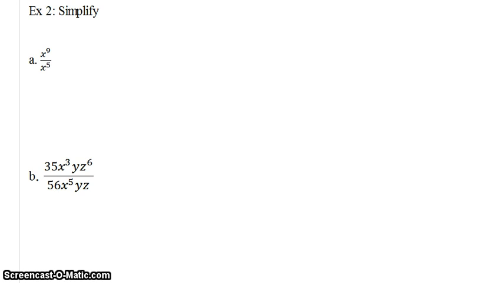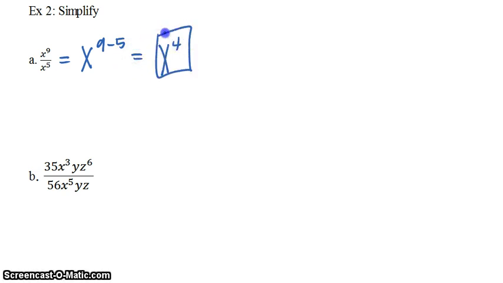Some example problems. Okay, so hopefully I'm on your notes. So x to the ninth over x to the fifth. The ninth is bigger than the bottom one, so I know that I'm going to be doing x to the 9 minus 5. Again, you don't have to necessarily write this out every time. I'm just showing y'all. Equals x to the 4th.